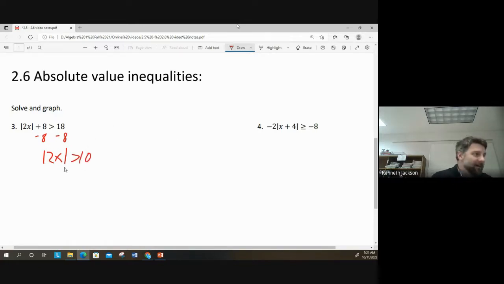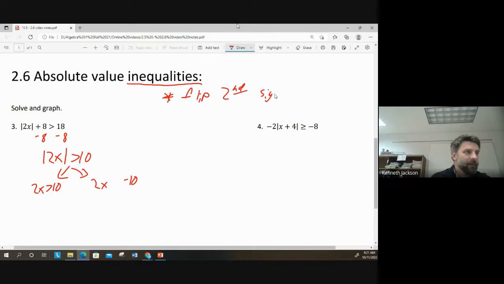Once the absolute value bars are by themselves, I can split it up into two problems. That's 2x greater than 10. If we remember from absolute value equations, I make the second one negative. And here's the one catch that makes equations and inequalities different. You have to flip the second sign. When you set up your second inequality, you have to flip the second sign.